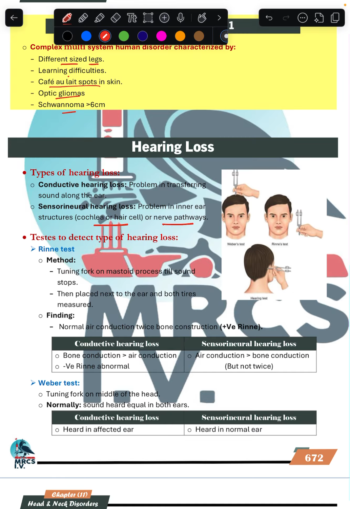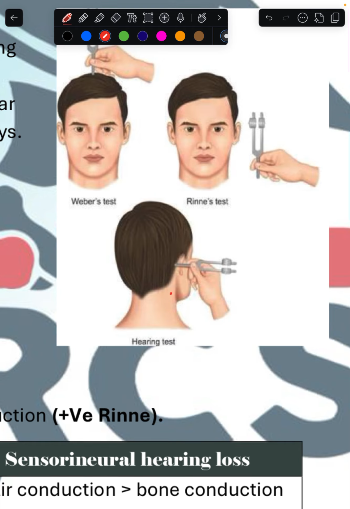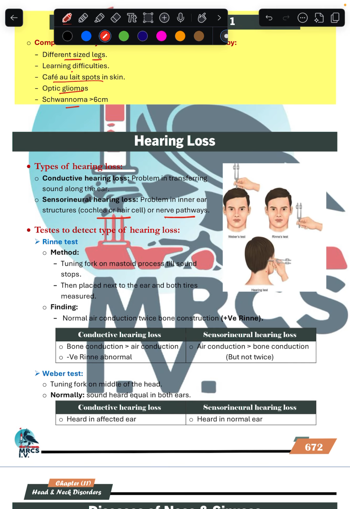So which tests detect the type of hearing loss, whether it is conductive or sensorineural? There are two tests. One is Rinne's test. What you do: the tuning fork is kept on the mastoid till the sound stops. First of all, you vibrate the fork and keep it on the mastoid. Here you can see, first you keep it in front of the ear, then on the mastoid, and then place it next to the ear.